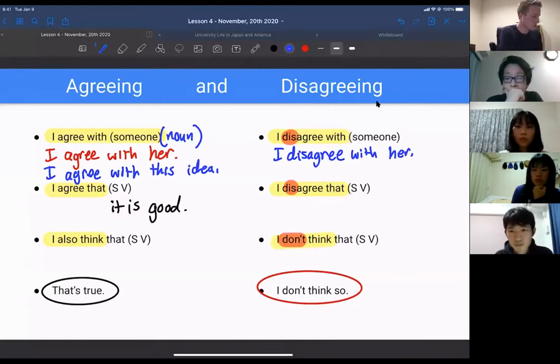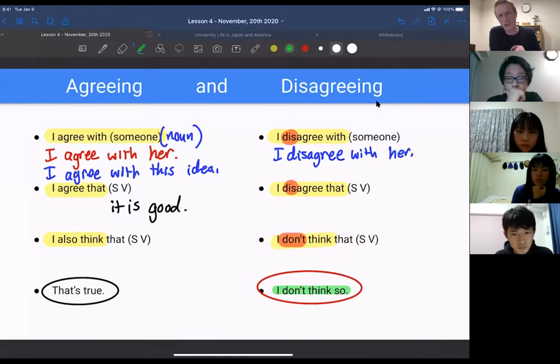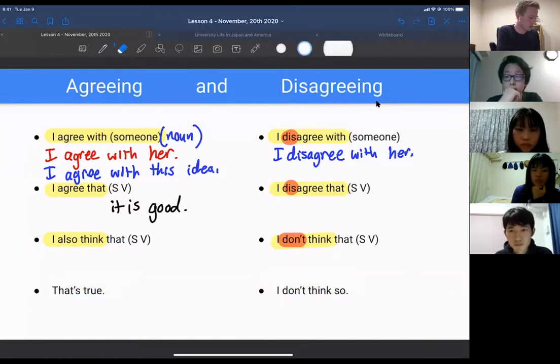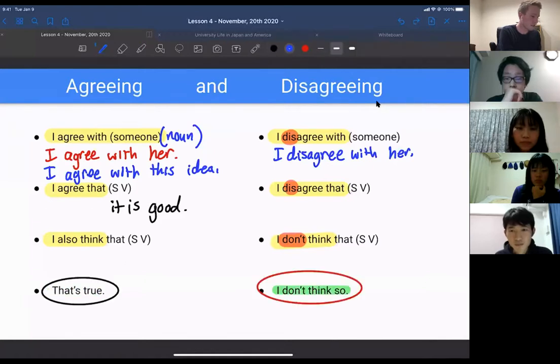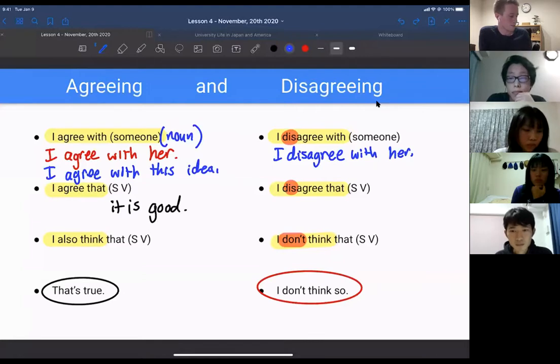Disagree. So in all of these situations, you can also say, like, "I don't think so," for example. I don't think so. I disagree with her. Or "That's true. I agree with her." So these two phrases, "That's true" and "I don't think so," are great phrases for conversation about your opinion. So please use them if you have a conversation about opinion.